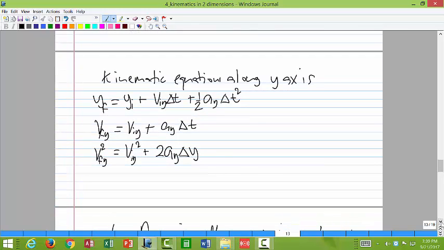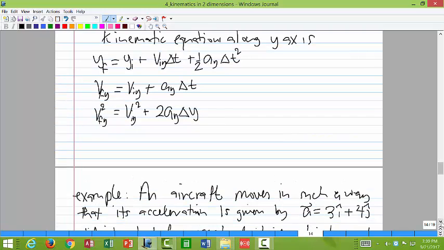Now let's look at the kinematics along the y-axis. So again, we can write the same kinematic equations. We've just replaced the x letter with the y letter. So y subscript f is equal to y initial plus v initial y delta t plus half a subscript y delta t squared. And the rest of the formulas follow as before.